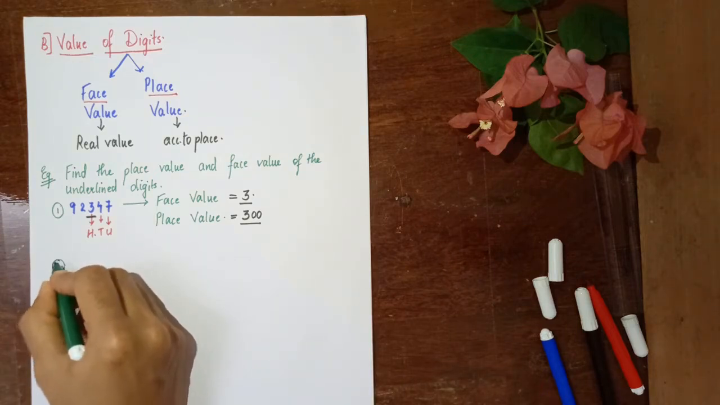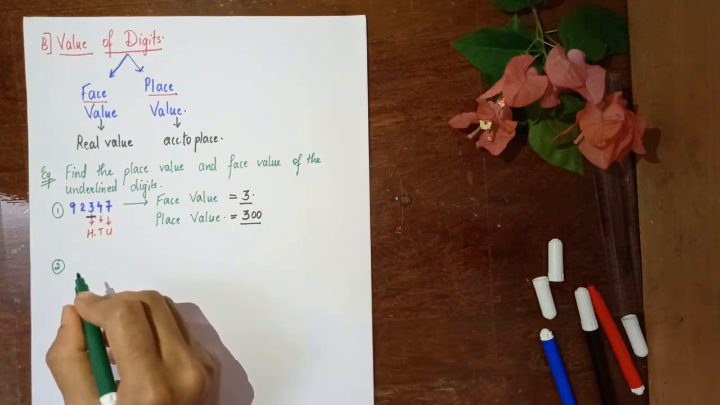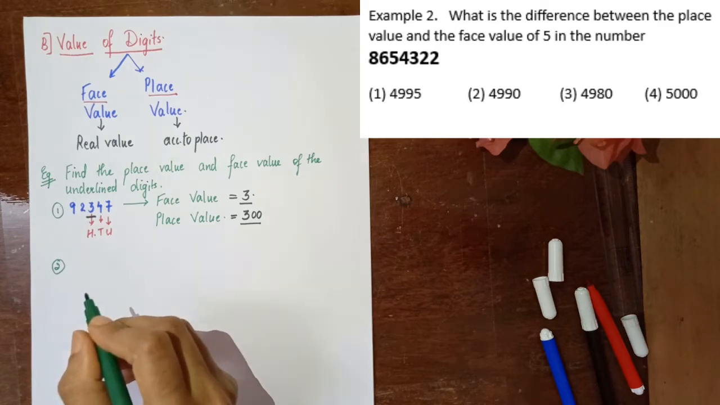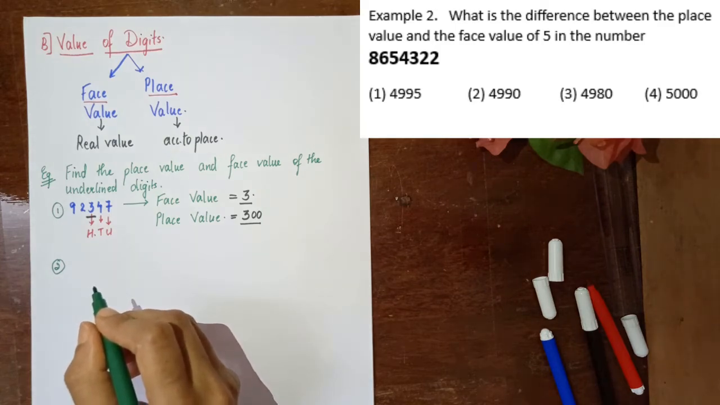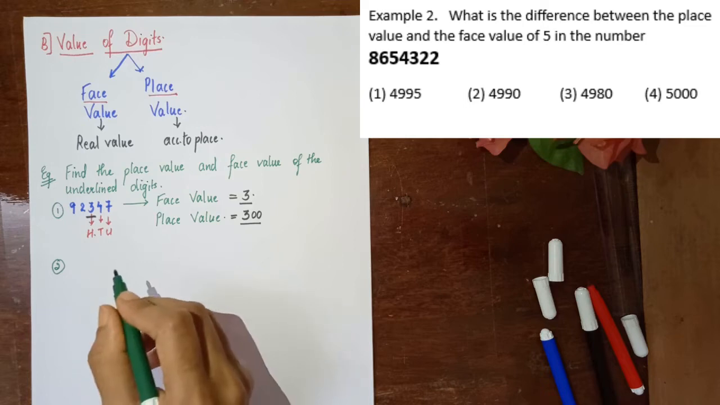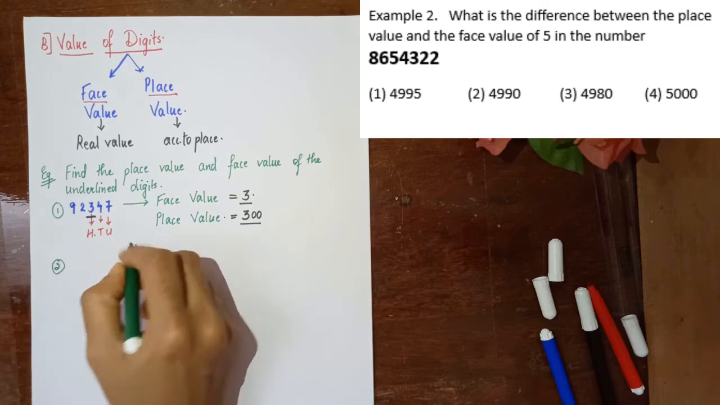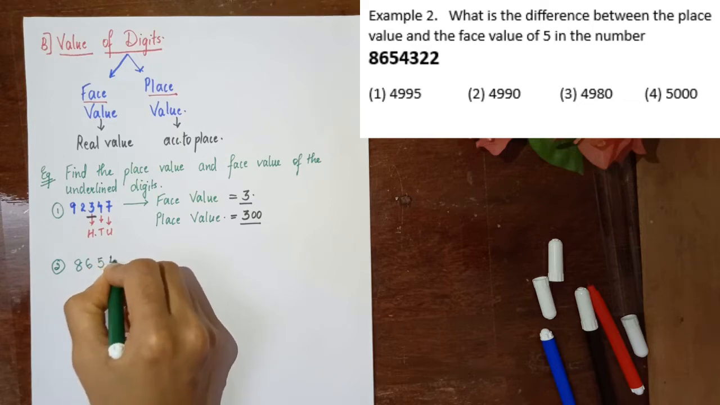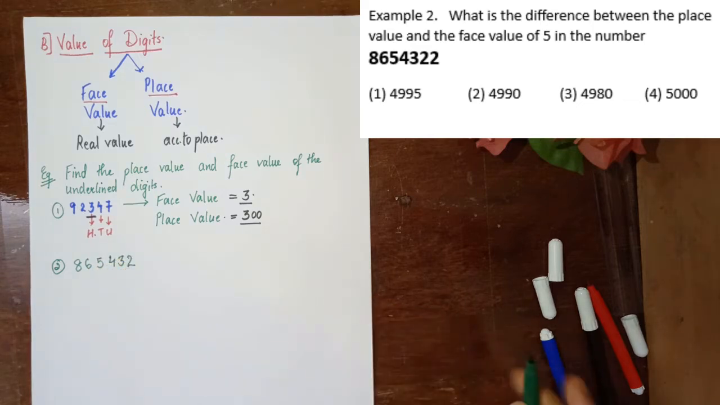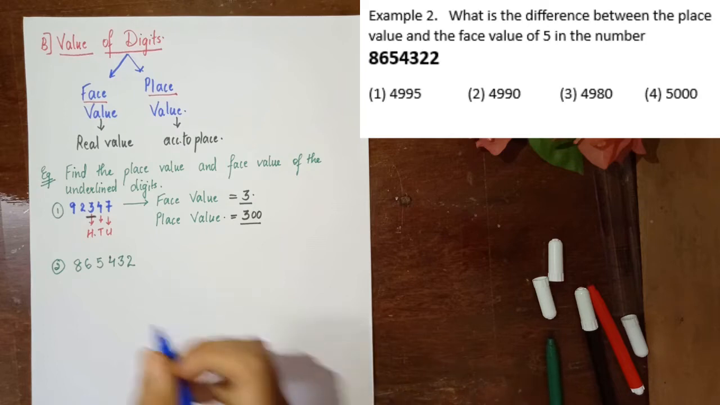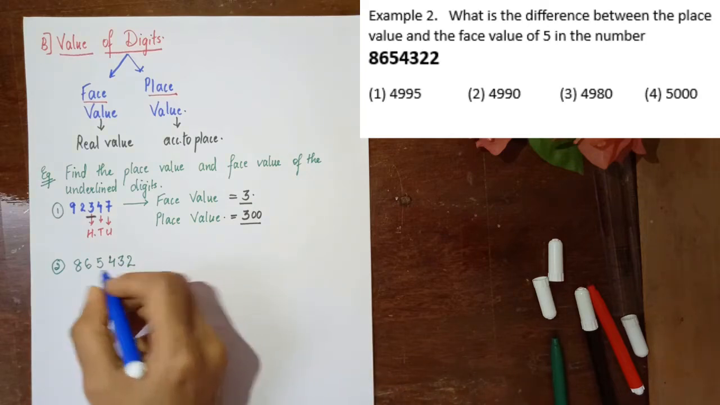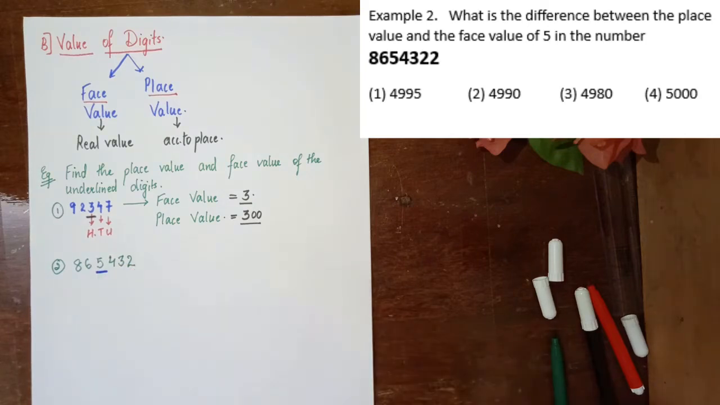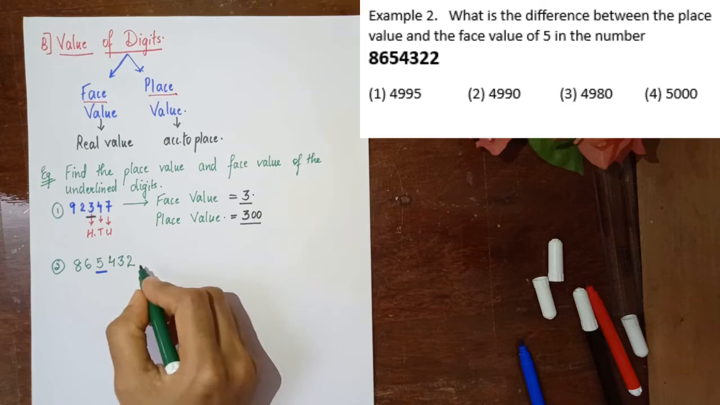You can see the question on the right hand side of the window. The question says, what is the difference between the place value and the face value of 5 in the number 8, 6, 5, 4, 3, 2. So they have asked the difference between the face value and place value of this number, that is 5. So let's start. We shall start by writing down the place value and the face value of them.